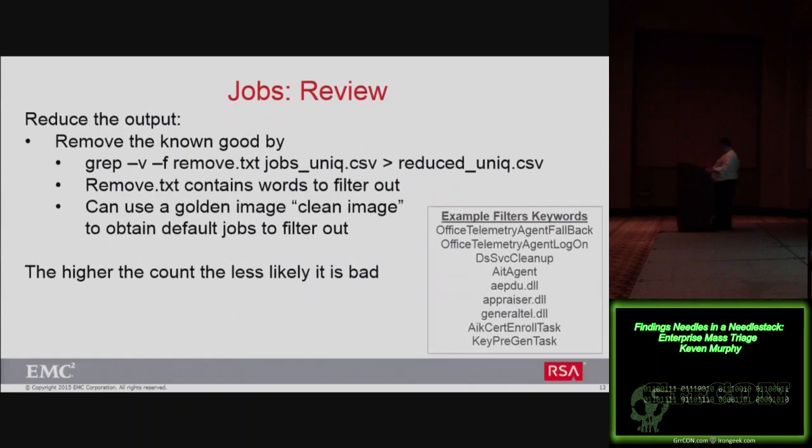Once I've figured out what looks odd, or what I know is whitelisted, I can start using grep to remove the known good to make that list smaller. So that's an example of removing the known good, just to make that list a little bit easier to review. And the higher the counts, like I said, the less likely it is to be bad.